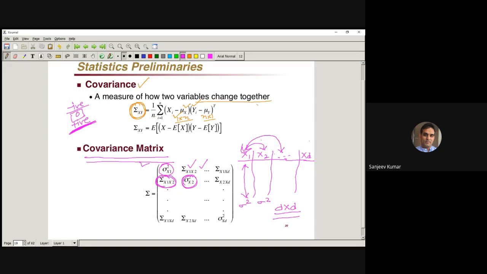Now what will be the entry in the second row and first column? Again it will be the covariance between the first and second column. So whatever I am having here, the same thing I will be having here, and that's why I am saying it is a d by d symmetric matrix. In that way you can form a covariance matrix of your data.